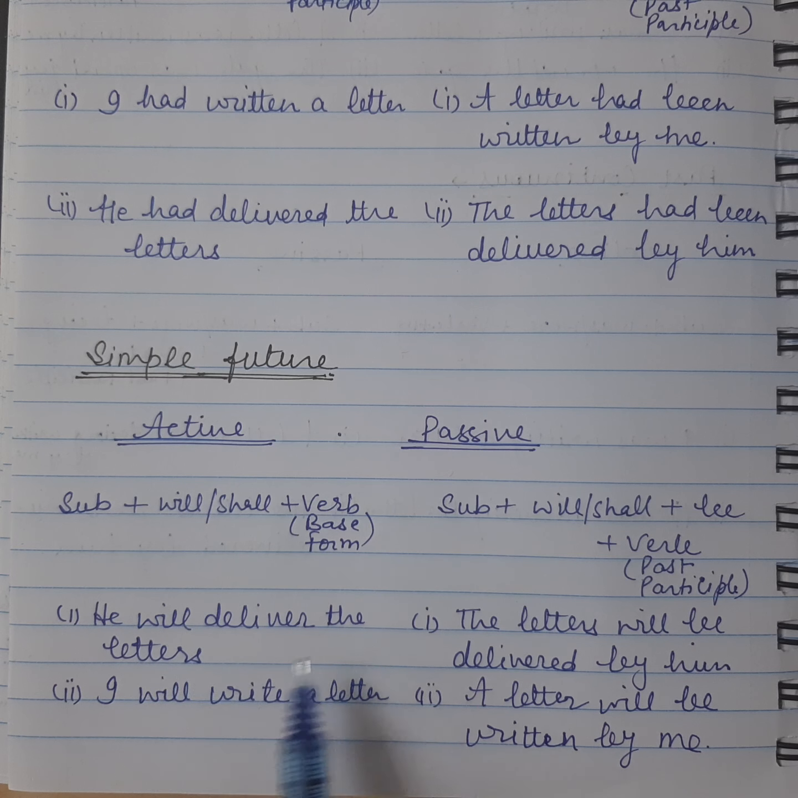So, he will deliver the letters. The sentence in passive voice will be the letters, which is the object, then will, then be, then the past participle of the verb, delivered, and then he will become by him. I will write a letter. So here, a letter, will, then be, then the third form or past participle of the verb write, written, by, I will become by me. So, a letter will be written by me.